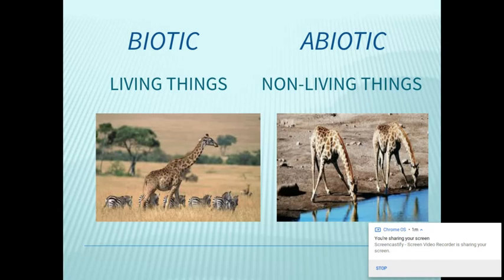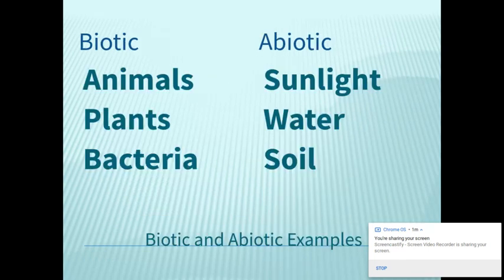Okay? Bio is a prefix, means living or alive. So biotic means living things. Abiotic means non-living things. And what's interesting is that every ecosystem requires and is dependent on biotic and abiotic factors.